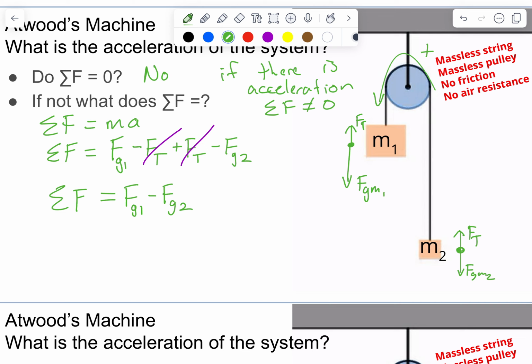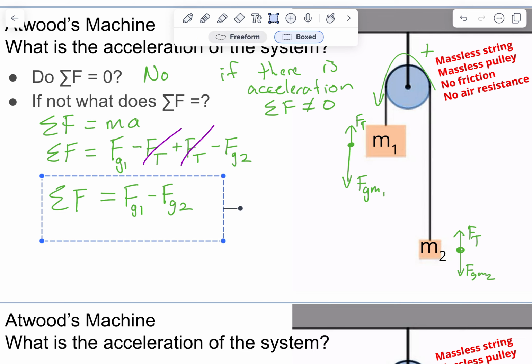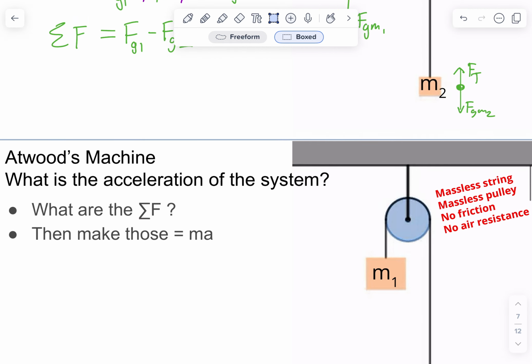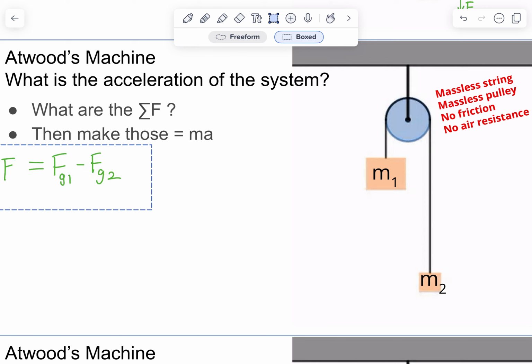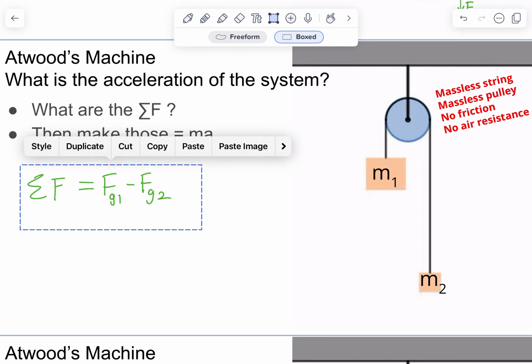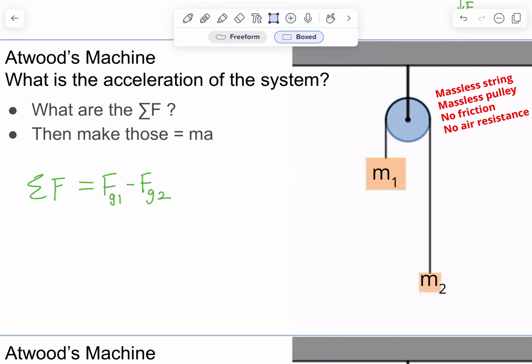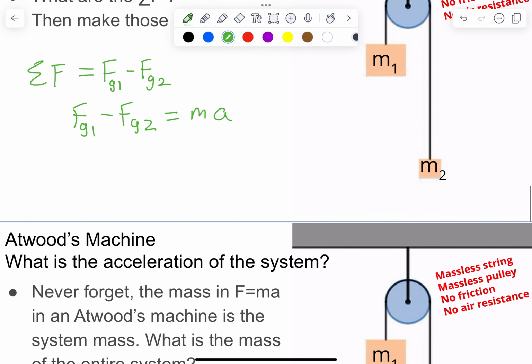Okay, let's go see what's on the next page. I feel like I'm going to need this. Let me copy it. Okay. What are the sum of all forces? Well, we found the sum of all forces are going to be equal to Fg1 minus Fg2. And so we're going to make those equal to that ma that we saw before. So Fg1 minus Fg2 is going to be equal to mass times acceleration.